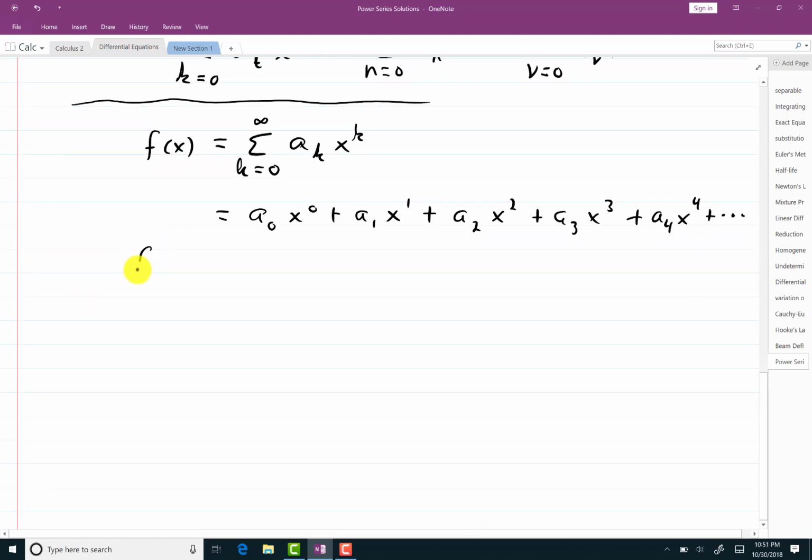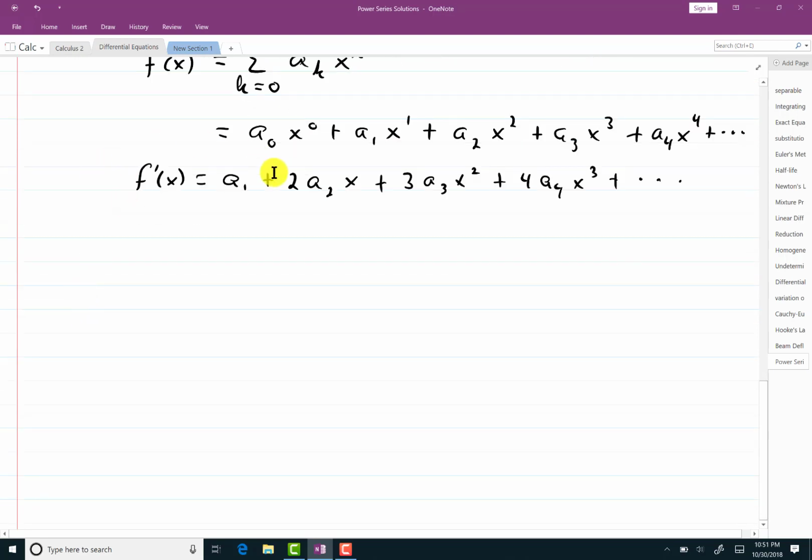Now, if I take its derivative, if you differentiate like you would, this is just a very long polynomial. X to the 0 is equal to 1, so that was just a 0 there. So the derivative of a constant is 0, of course, and we end up with just a1 plus 2a2x plus 3a3x squared plus 4a4x cubed, and go on forever.